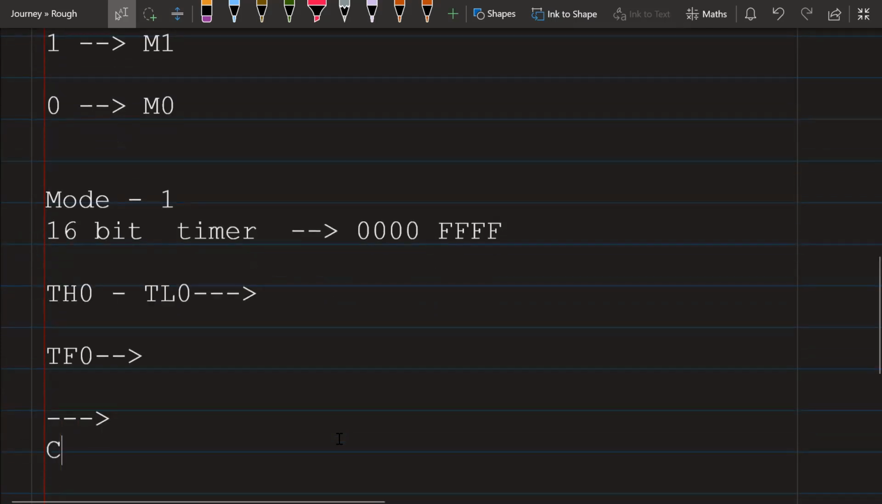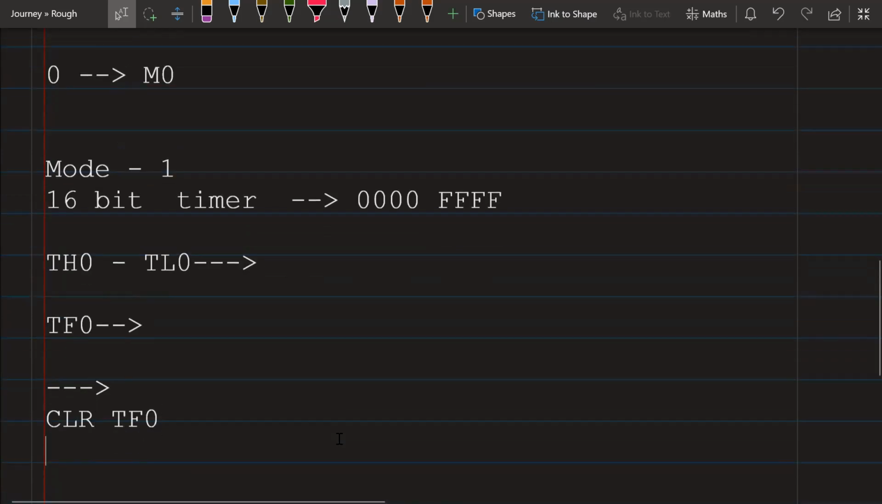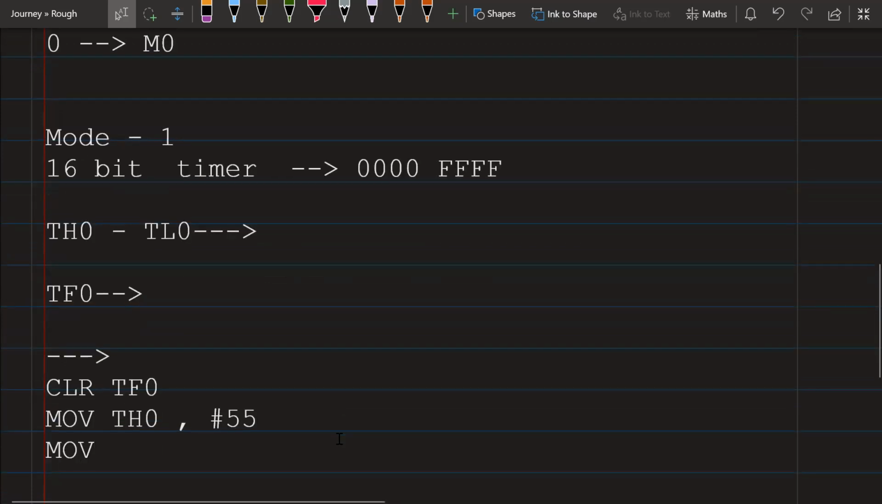You have to do CLR TF0, and again you have to move TH0 with the initial value. Maybe if I say, move TH0 with #55, move TH1 with #33, something like this. Okay, clear? Based on how many counts we want.